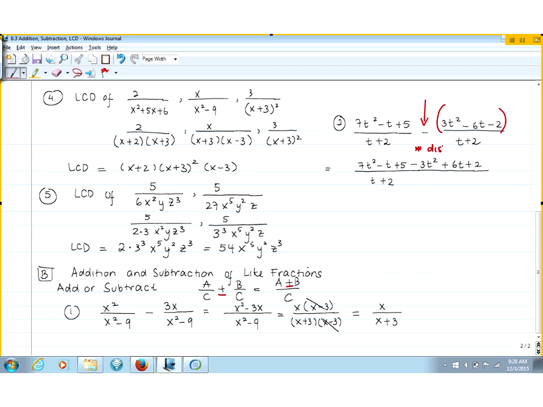So write a note here. Distribute the negative sign. So look at this, minus 3b squared plus 6b plus 2. So what do I have now? 4b squared plus 5b plus 7 divided by b plus 2.